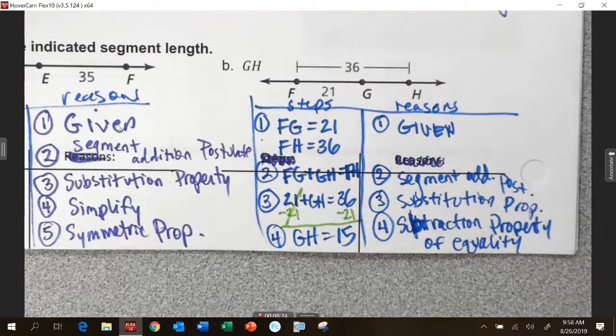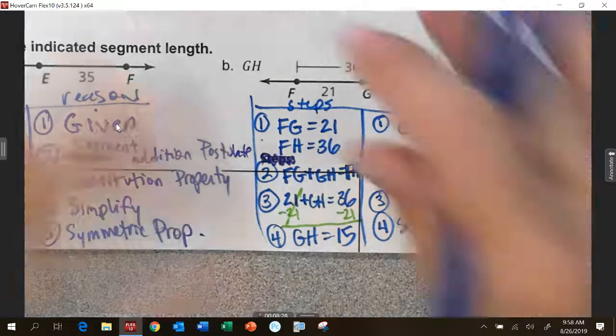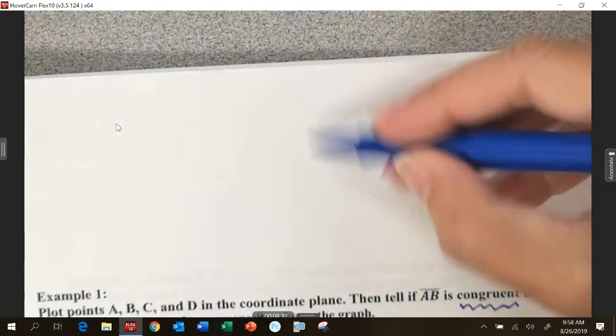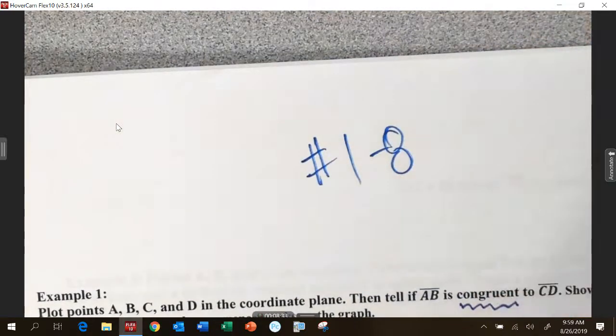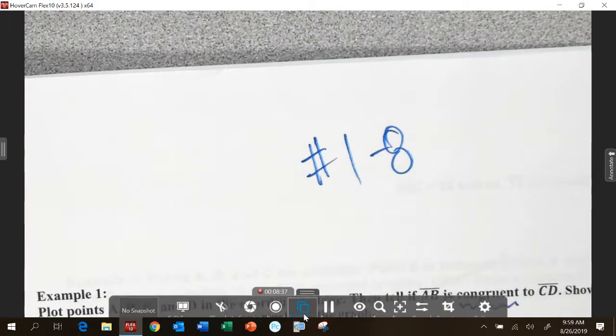And then I'm done. In your assignment, it's about to ring. You will only be able to do numbers 1 through 8. I'm going to hand it out. It's a worksheet. You'll only be able to do numbers 1 through 8. Make sure you read the directions.